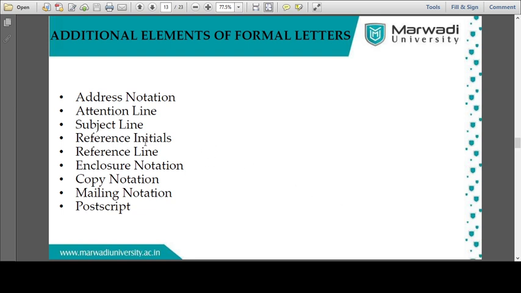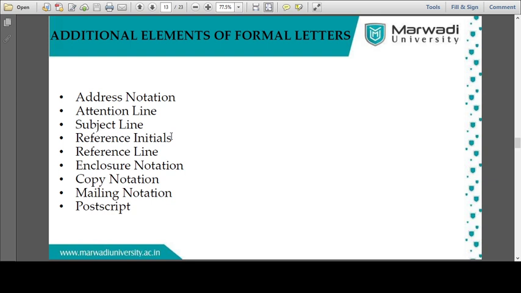Formal letters, yes, differ considerably from each other in their subject matter, the identifying information they need, such as address notation, attention line, subject line, or you can say reference line, and also the format they adopt. There are some other elements that may be required as per the subject, or you can say as per the requirement of the letter.